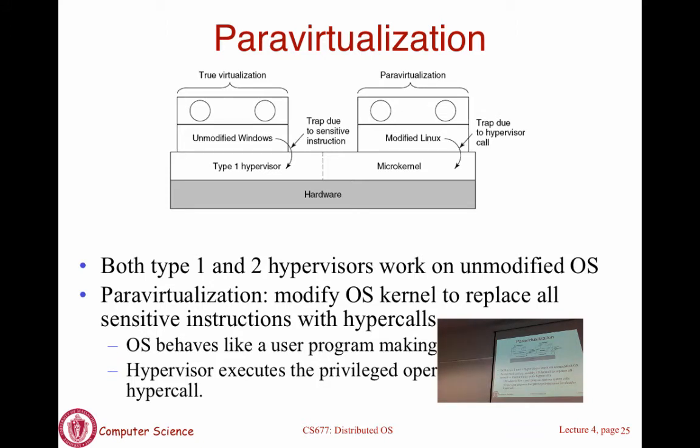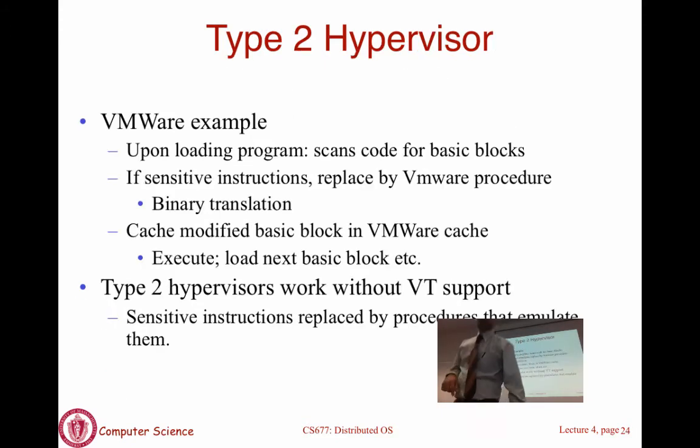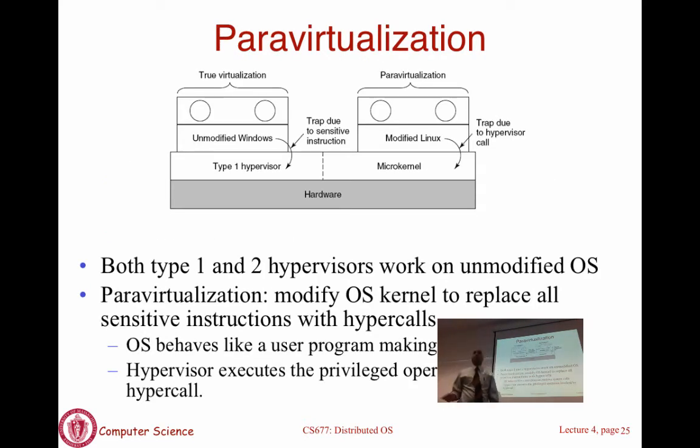This is exactly what was happening in type 2, except at runtime. In type 2 hypervisors, this exact function was implemented at runtime, where you're scanning the code and on the fly replacing instructions with procedure calls. If you do that offline, you actually change the source code, not do the binary translation. You can change the source code of the OS and recompile the kernel. So you have a modified kernel that's designed for type 1 virtualization. You get what is referred to as paravirtualization.